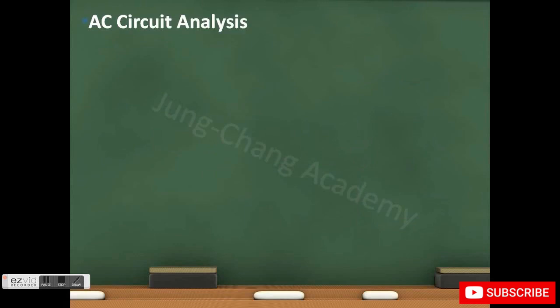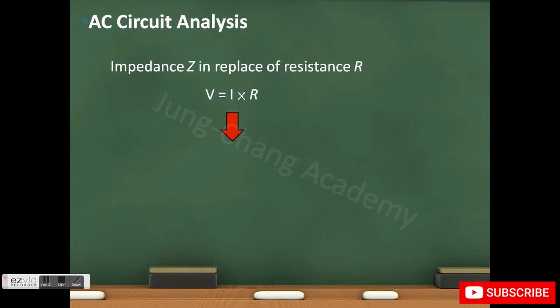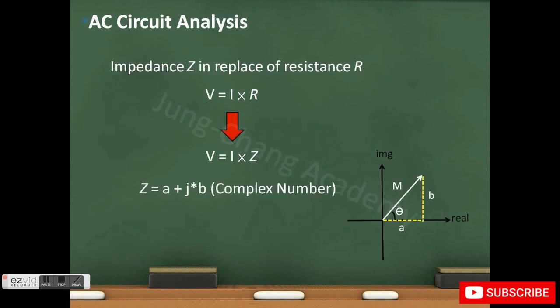When we talk about AC circuit analysis, most people will just tell you that you need to use impedance instead of resistance. So Ohm's law, V equals IR, will just become V equals IZ, where the impedance Z consists of a real number plus an imaginary number. Then they will start to talk about complex number analysis and phases.